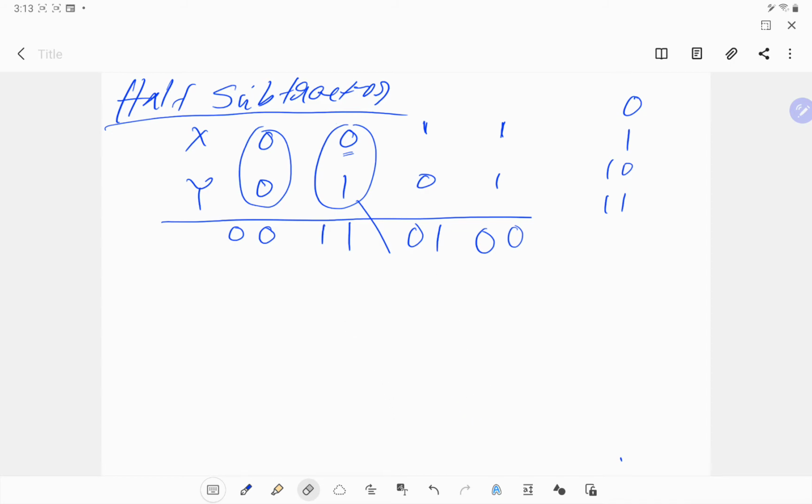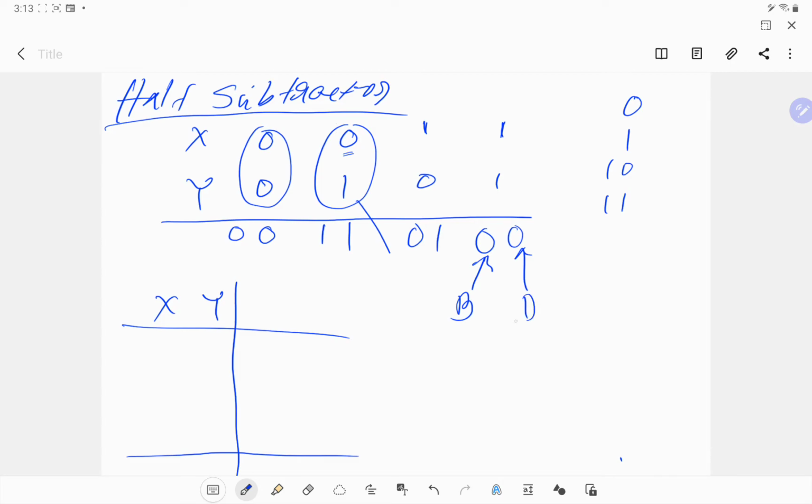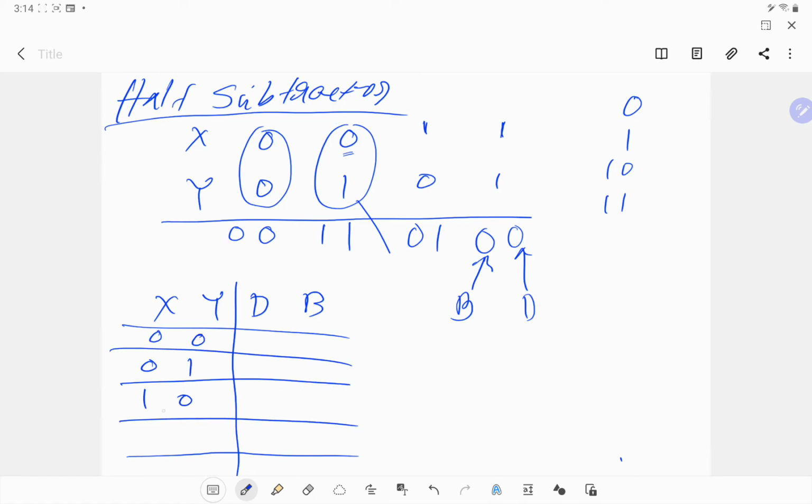Now let's find the truth table for this. We have two inputs x, y, and two outputs: B for the borrow and D for the difference. For difference, we have 0, 1, 1, 0. For borrow, 0, 1, 0, 0. Okay, so we got the truth table now.